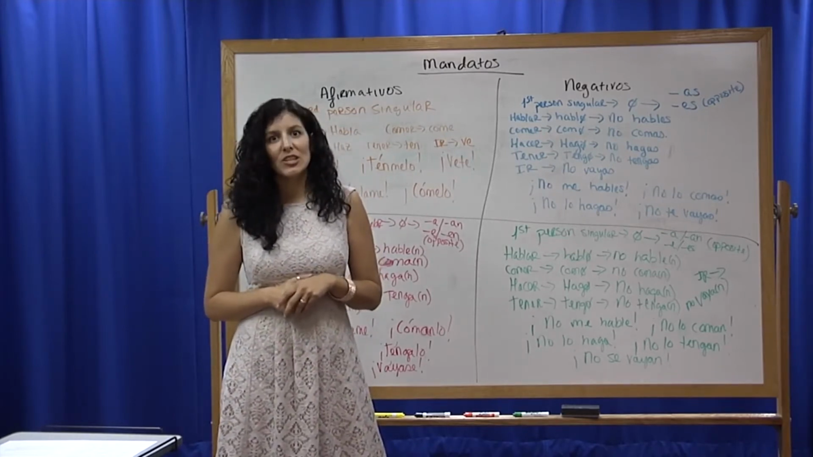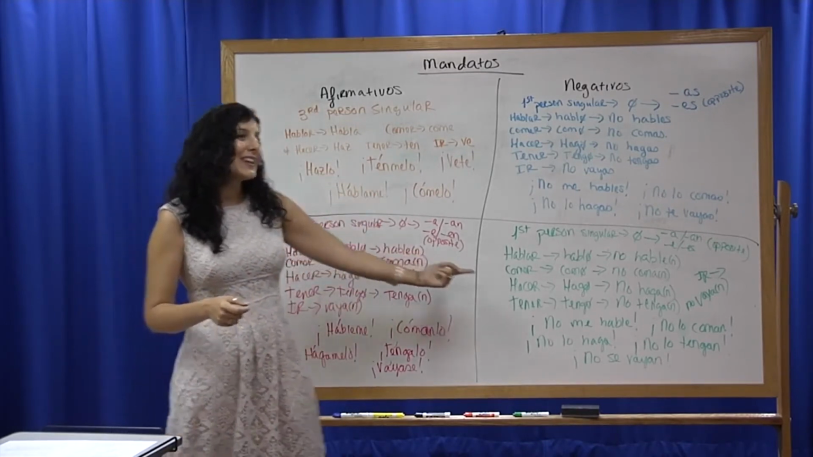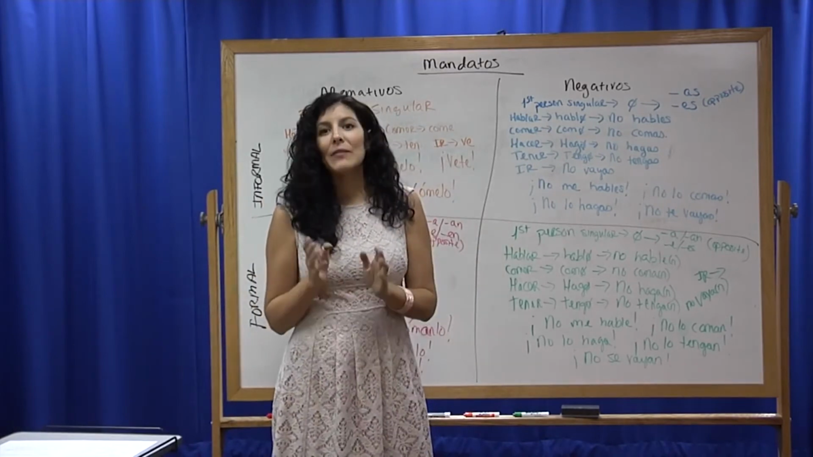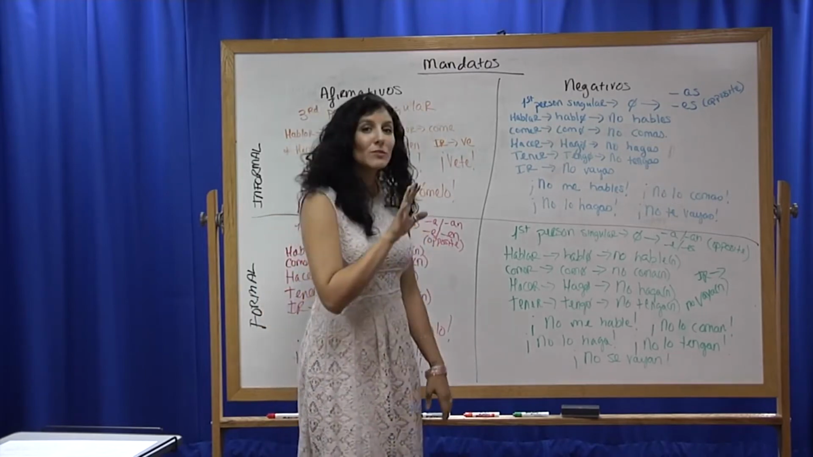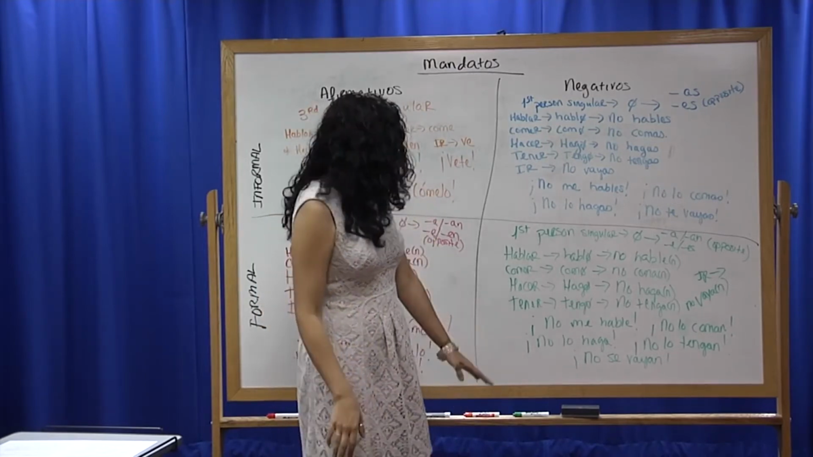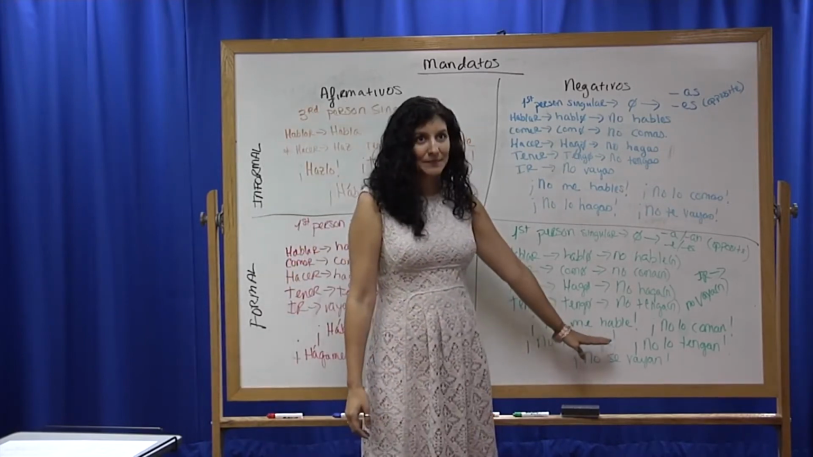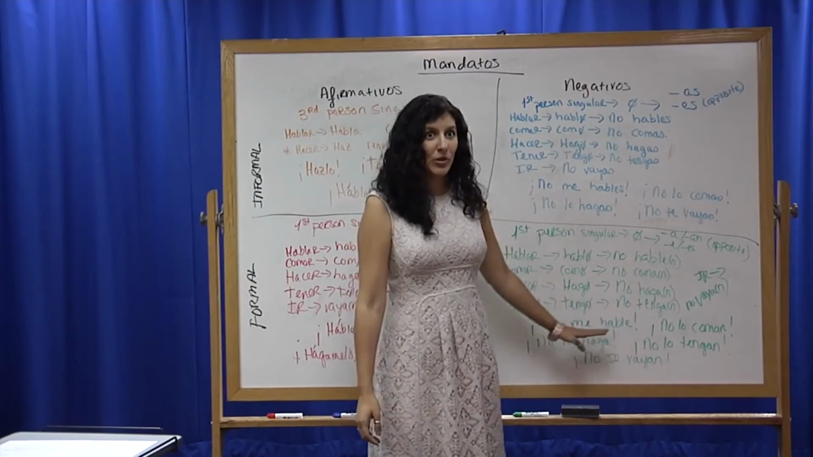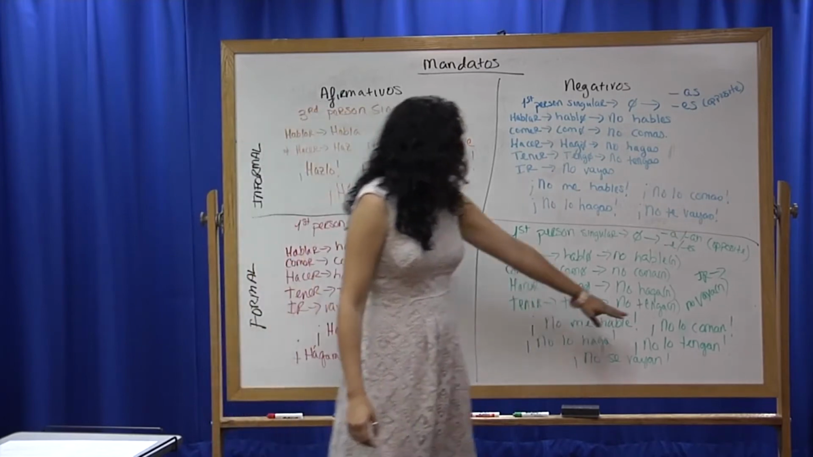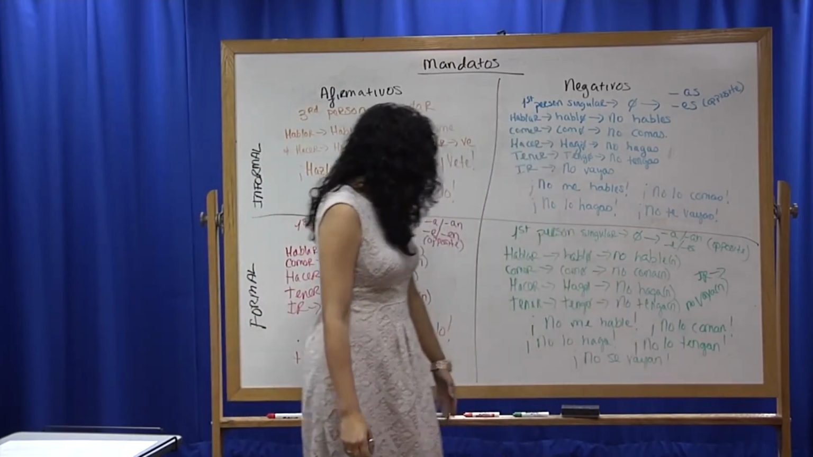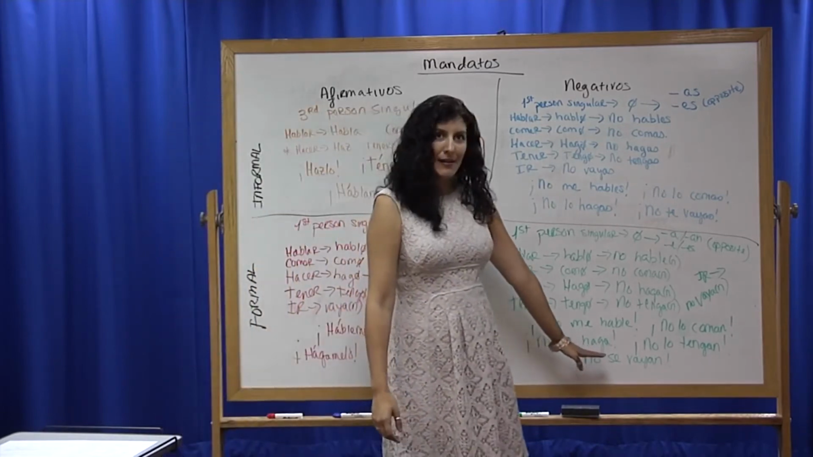Now, the big thing that changes with the negatives is that unlike in the affirmatives where it all becomes one word, in the negatives you have to unpack everything and make everything an individual word, so it gets formed into a sentence basically. So we would do it just like we would do a normal sentence. So instead of saying hábleme, we would say no me hable, all separate words. Instead of saying cómanlo, I would say no lo coman. Instead of saying hágamelo, I would say no me lo haga.